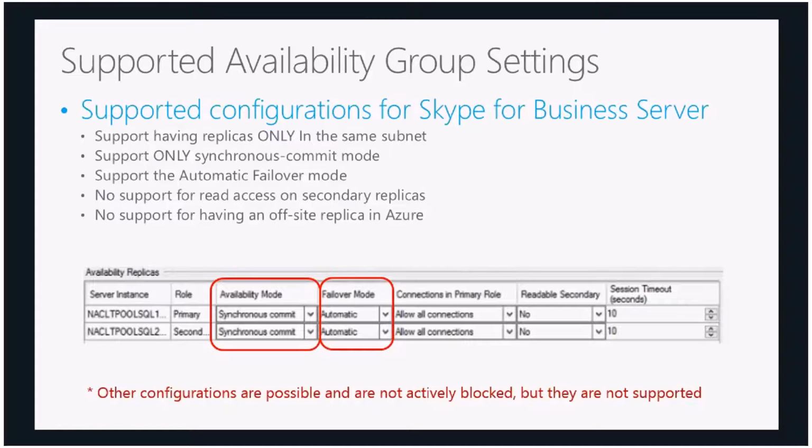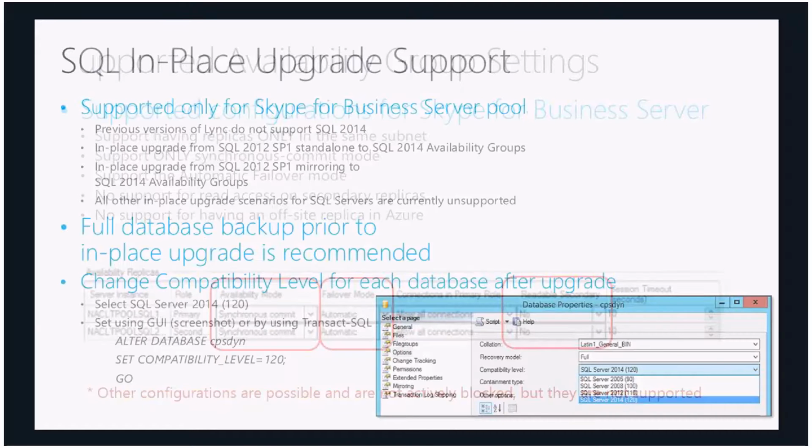Failover mode has to be automatic, and there's no support for read access on these secondary replicas.